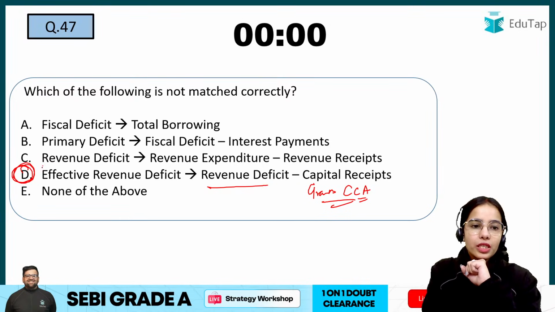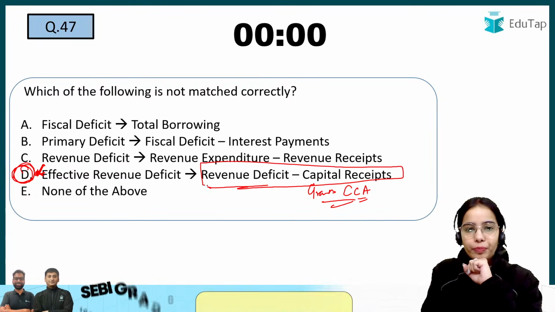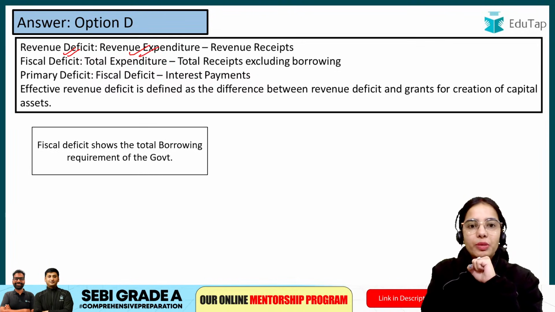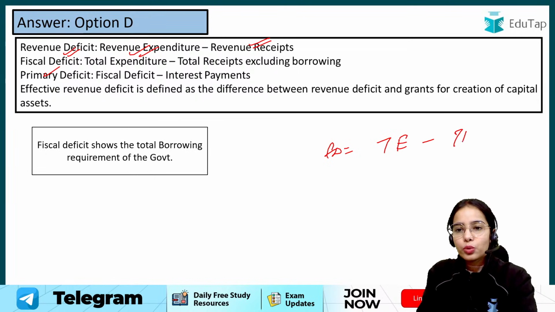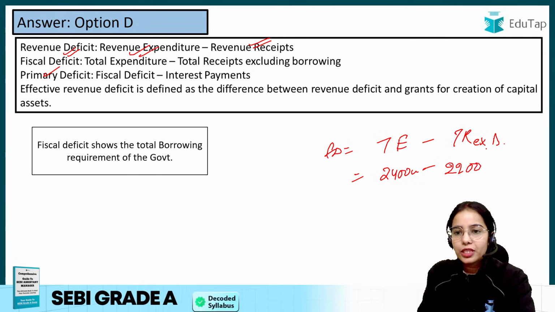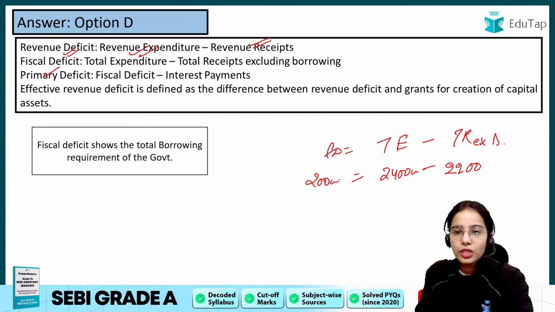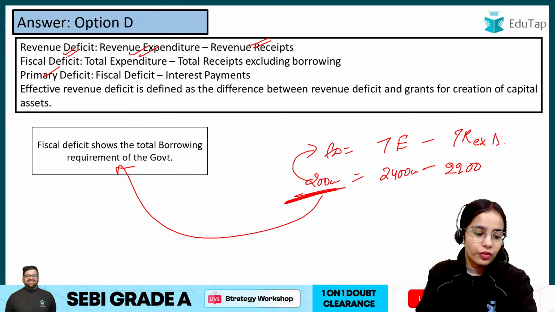So effective revenue deficit, this was not matched correctly as the formula is not correct. Okay. So D is the answer. Revenue deficit is revenue expenditure minus revenue receipts. Fiscal deficit is total expenditure minus total receipts excluding borrowing. So if total expenditure is 2400 crores and total receipts are 2200 crores excluding borrowing, the total expenditure is more than the total receipts by 200 crores. This is the fiscal deficit, and this is the total borrowing requirement of the government.